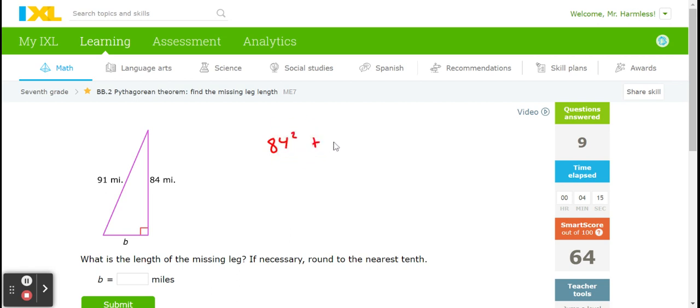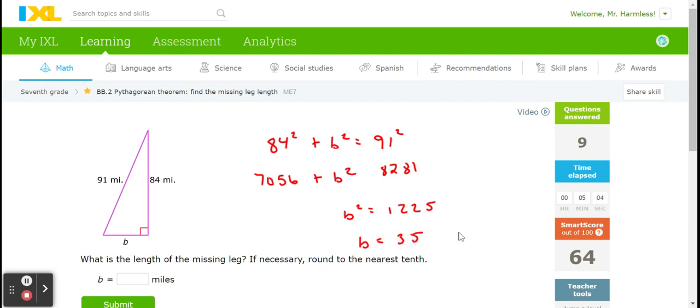84 squared plus b squared equals 91 squared. So 91 squared, 8,281. 84 squared, 7,056. Subtract that 7,056 from both sides. And we get b squared equals 1,225. And take the square root of that. And it comes out to be 35 exactly. So still, it's bigger numbers, but it's still coming out evenly where you don't have to round anything.